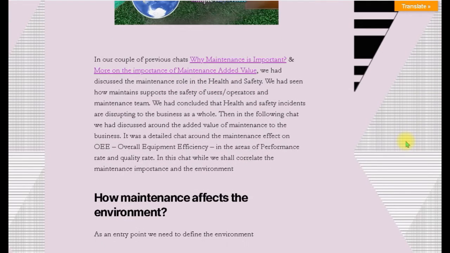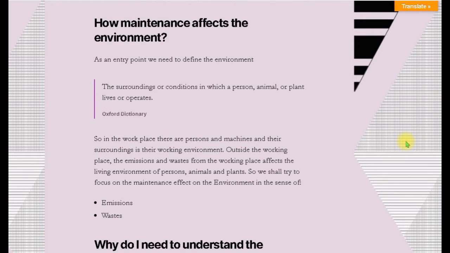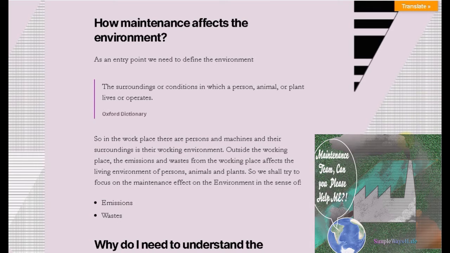The literal definition of the environment, from the Oxford Dictionary, is the surrounding conditions in which a person, animal, or plant lives, operates, or works. So whatever is surrounding you as a person, or surrounding the animals and the plants, is your environment. In the workplace, there are persons and machines, surrounded by the working environment. If the working environment inside the workplace propagates to the outside in the form of emissions and waste, it affects the surrounding environment, or the livings around this plant. It affects the persons, the animals, and the plants.